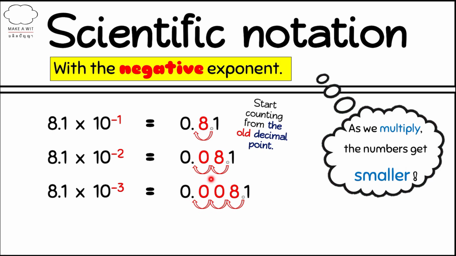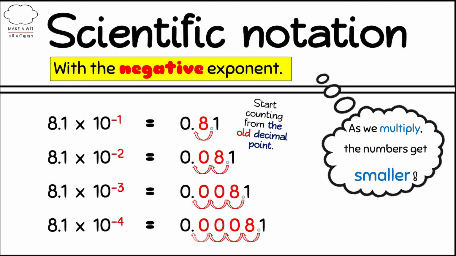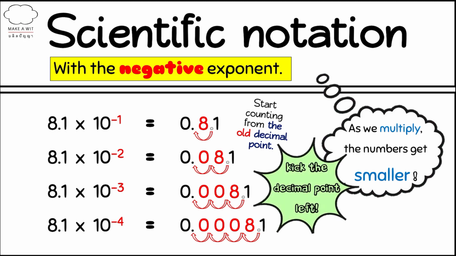If you don't have the digit, you just put 0. This is 8.1, right? You don't have a digit before number 8, so just put 0. Next. 4 places. Okay, just kick the decimal point left for the negative exponent. And according to the power, if the negative is getting smaller, this one, negative 1, is bigger than negative 4, right? So negative 4 is the smallest here.